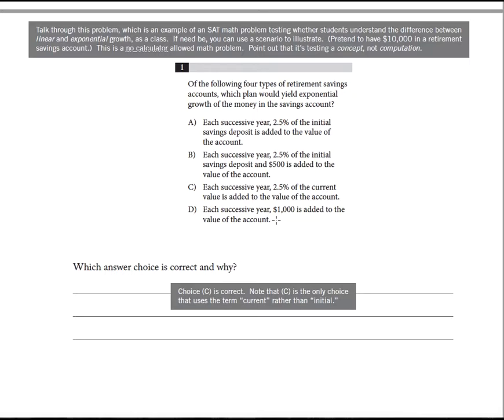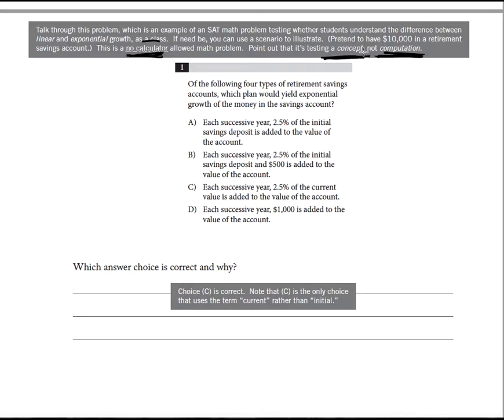So what I would do here is do this one together as a class, as it says here in the teacher edition. This is a no calculator permitted question. And you can really emphasize here again that the reason this is a no calculator question is it's not testing computation, it's testing a concept, okay? So this reads, of the following 4 types of retirement savings accounts, which plan would yield exponential growth of the money in the savings account, okay?